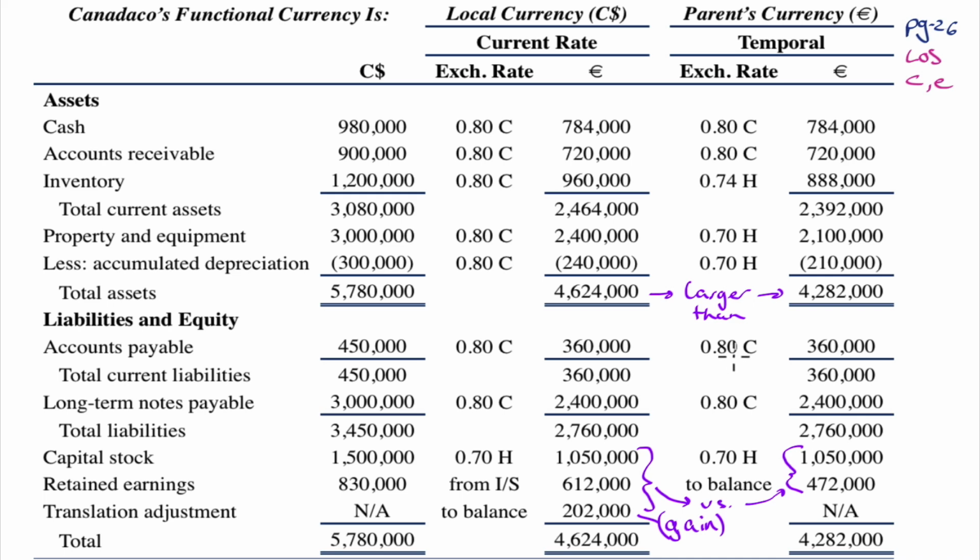Accounts payable is a monetary liability, that's spot. Long-term notes payable, that is spot as well. Notice that there are only two balance sheet accounts that we do at spot for roughly about 1.5 million. But almost all your liabilities, well, in this case, all the liabilities are monetary liabilities.